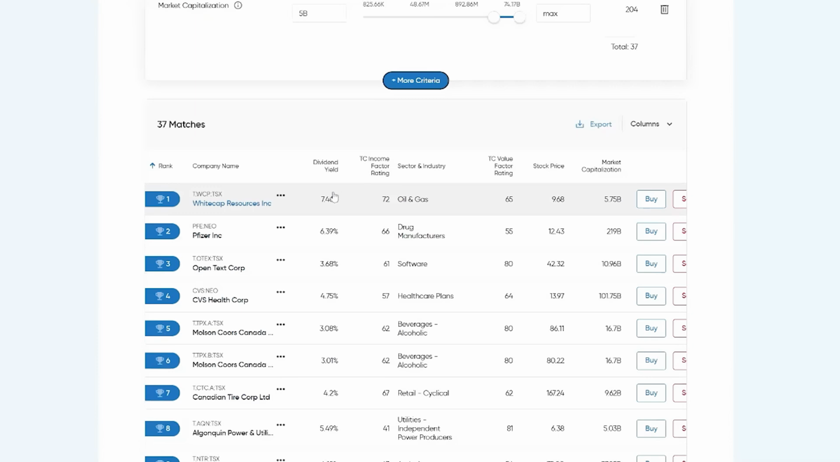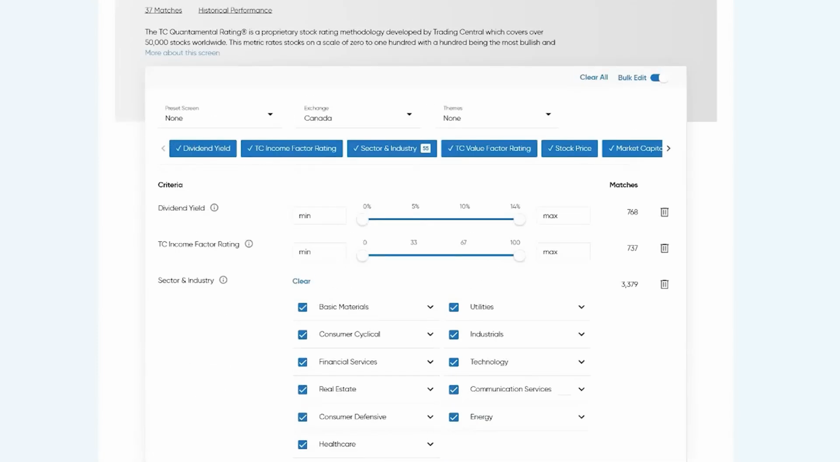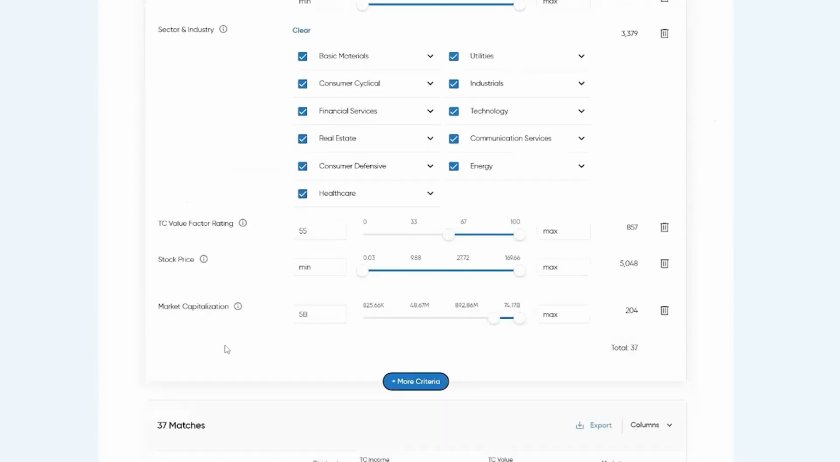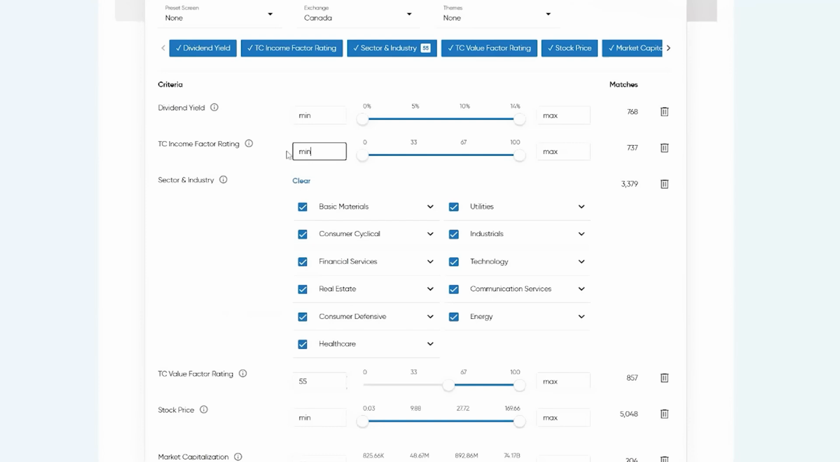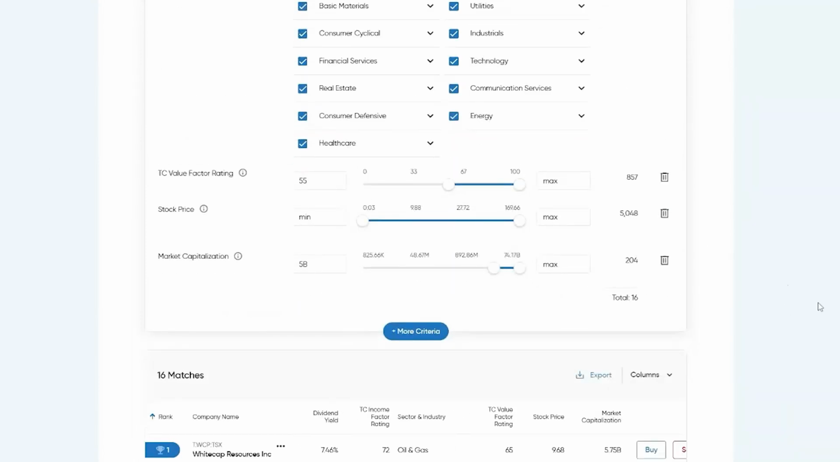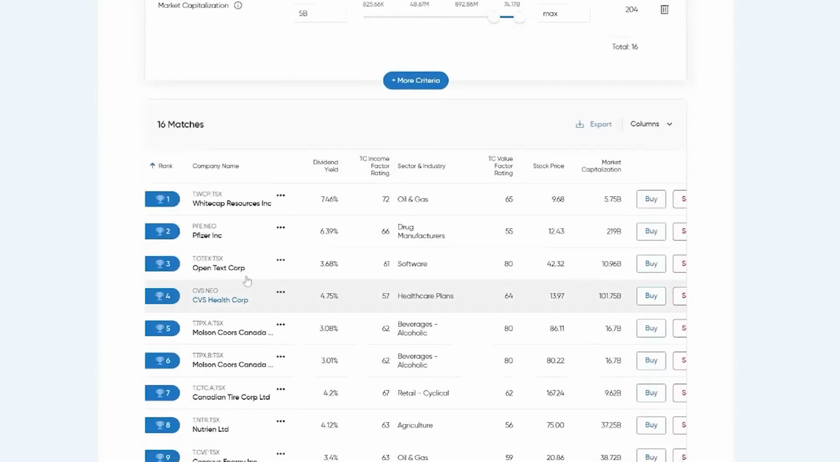And again, you can keep sorting, right? And look at the dividend yields. And you have a high score for value. So if I want to focus on the best of the best for value, we have 55. And income, let's do 55 as well. And now I have 16 names, right? Open text in there, Canadian company as well, locally. And then we have all these names.